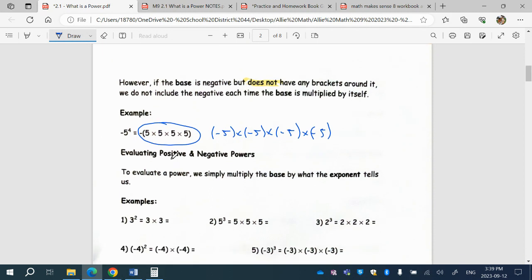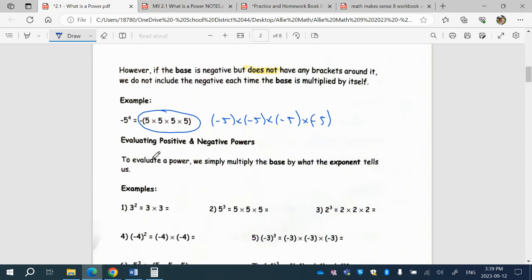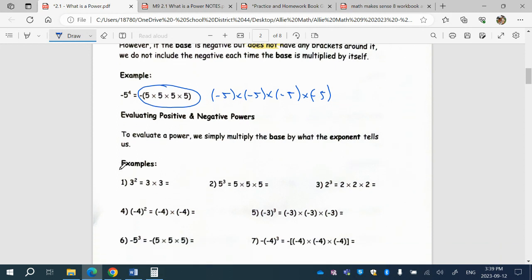So let's evaluate or solve some positive and negative powers. To evaluate a power, we simply multiply the base by itself as many times as the exponent tells us. So here's some examples. 3 to the power of 2 means we have 3 times 3 twice. So there's 2 of them. And 3 times 3 is 9.